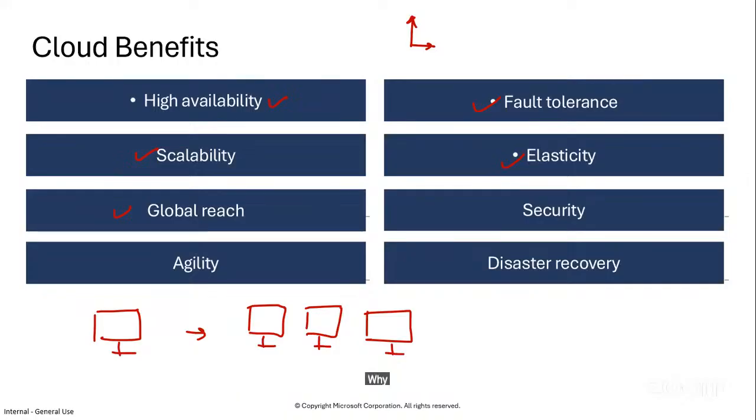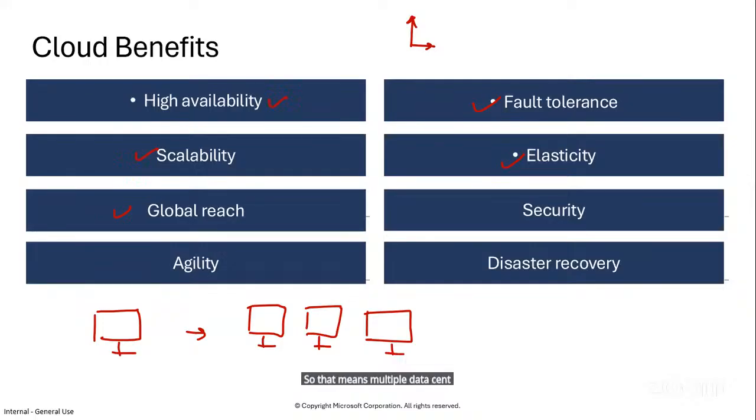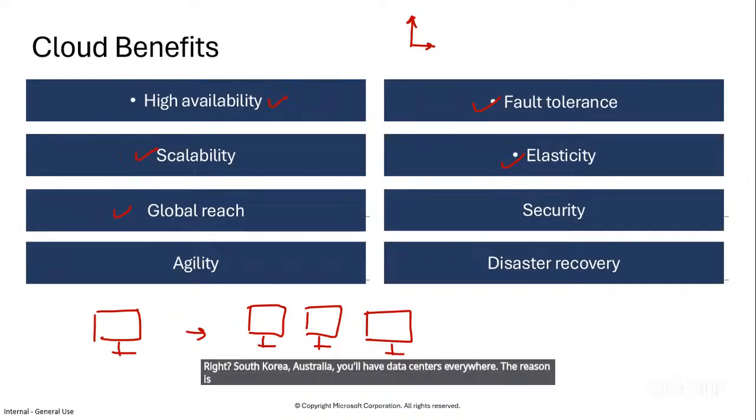Why is there a need to create so many regions all around the world? As of now, you don't have an idea about it, but I'm telling you, Azure will have data centers in the US also, in Canada also, multiple locations in the US. If you can imagine, 3 data centers in India. So that means multiple data centers in the US, multiple data centers in Canada, and almost all important major European countries will have it. You'll have data centers in Dubai, China, Japan, Korea, South Korea, Australia, everywhere. The reason is that they want to offer local solutions.